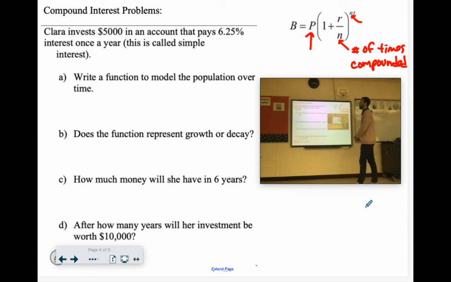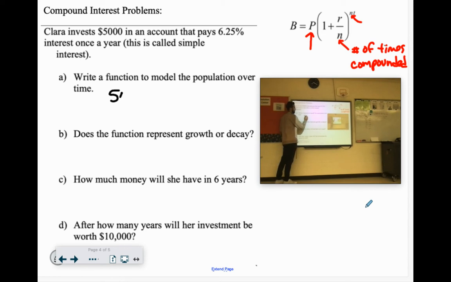So Clara invests $5,000 in an account that pays 6.25% interest once a year. So this is called simple interest. It's not compound interest. So it's 1 time a year. So in our case, n will be 1, which we don't need to write, but we will for this first one. Write a function to model the population over time. Population, I'm pretty sure they're meaning the amount of money here.